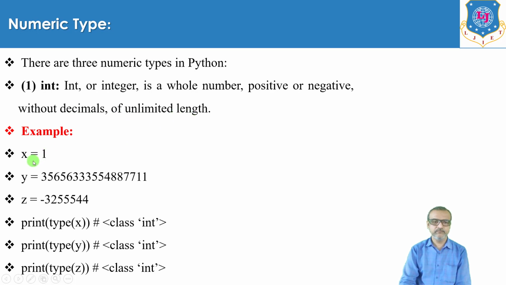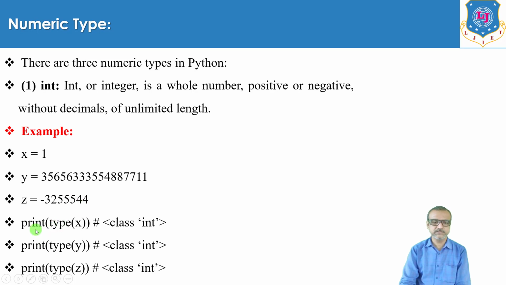For example, here we have x equals to 1. Here we have y equals to this number. You can see that this is a very large number. Then z equals to minus of this number. So all positive numbers or negative numbers but without decimal points or of unlimited length are called integers. So here we have integer x equals to 1, y equals to this number and z equals to minus of this number.